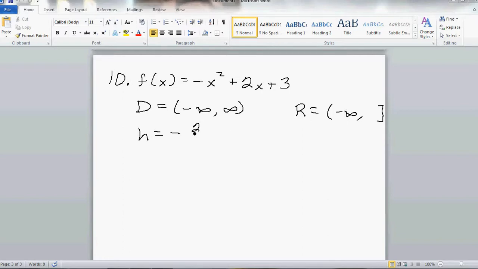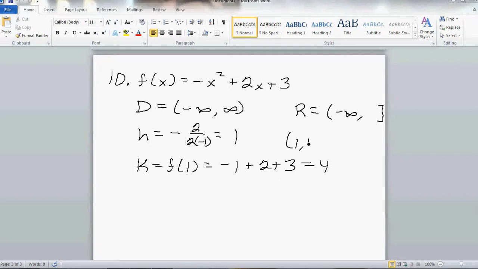h is negative b over 2a, and negative 2 over negative 2 ends up being 1. k is f of 1, which equals negative 1 plus 2 plus 3, which equals 4. So the vertex would be (1, 4). This would be the absolute highest point on the graph, because we've already determined that it is a maximum, so our range would go anywhere from negative infinity all the way up to and including 4.